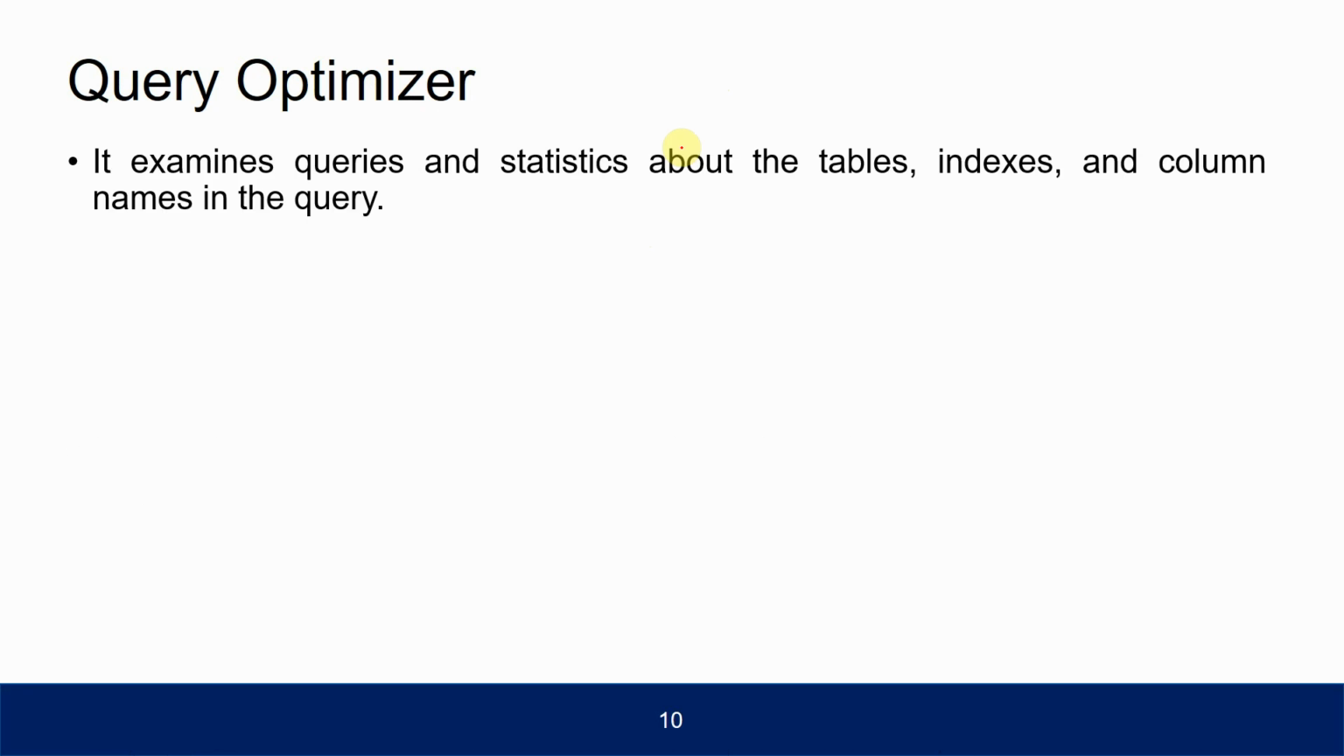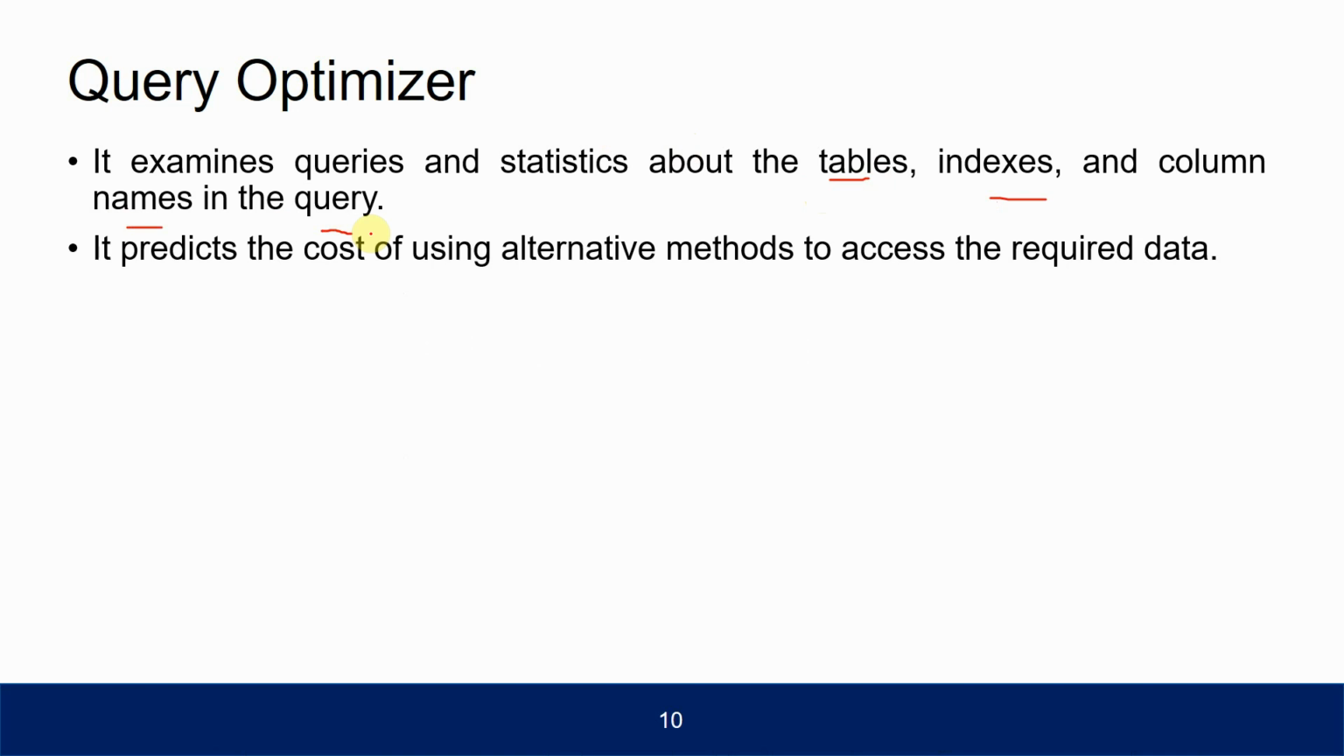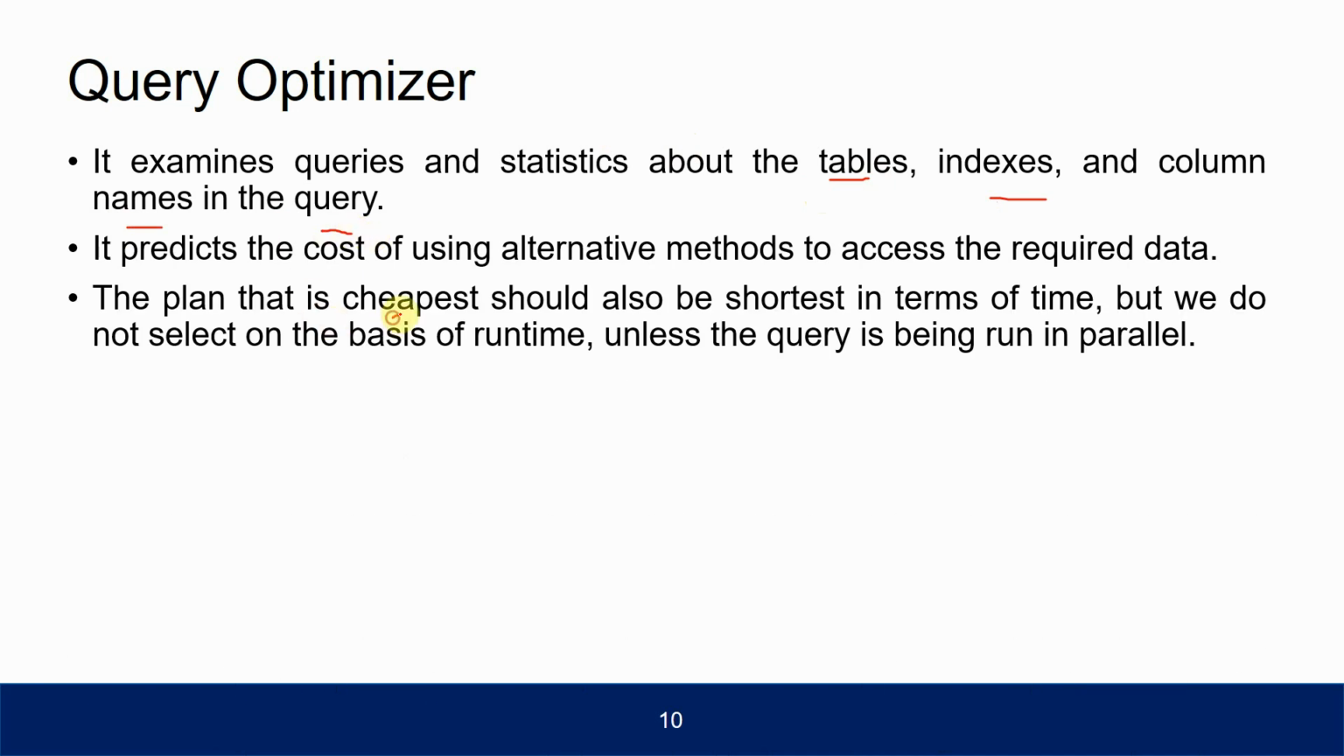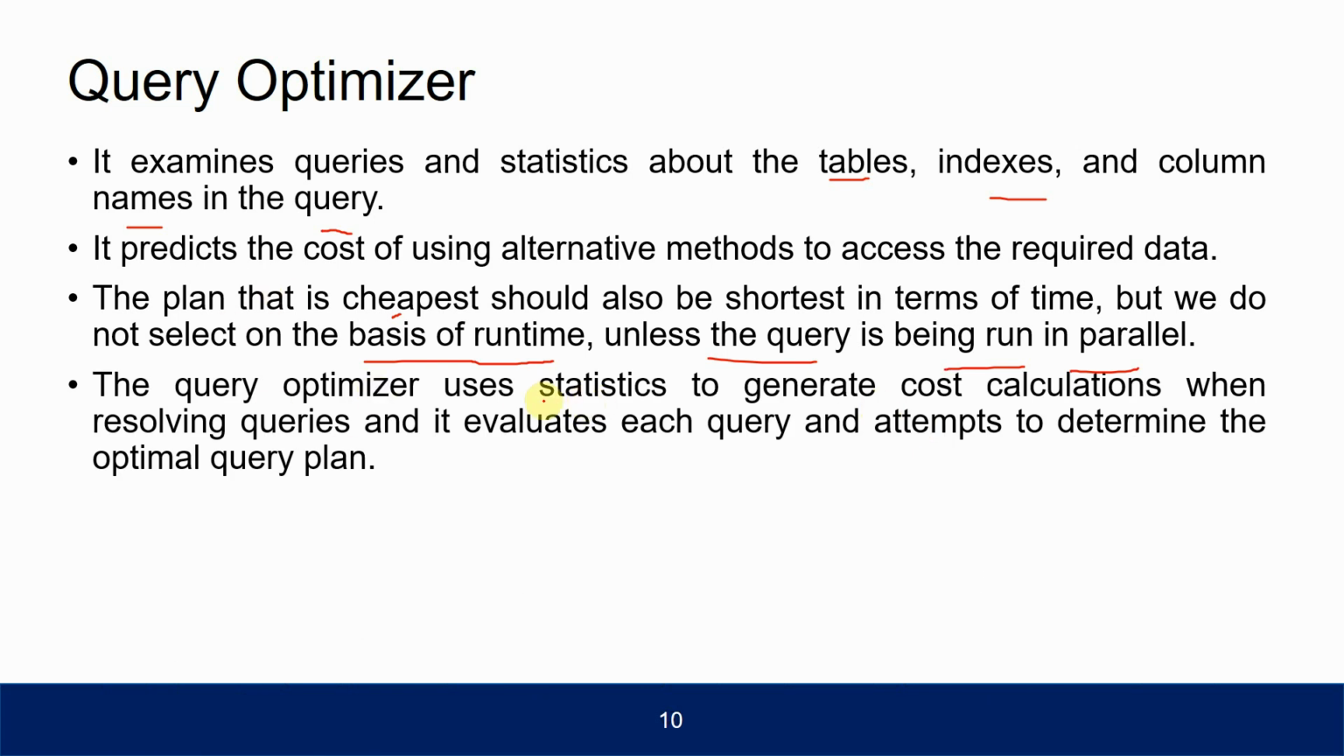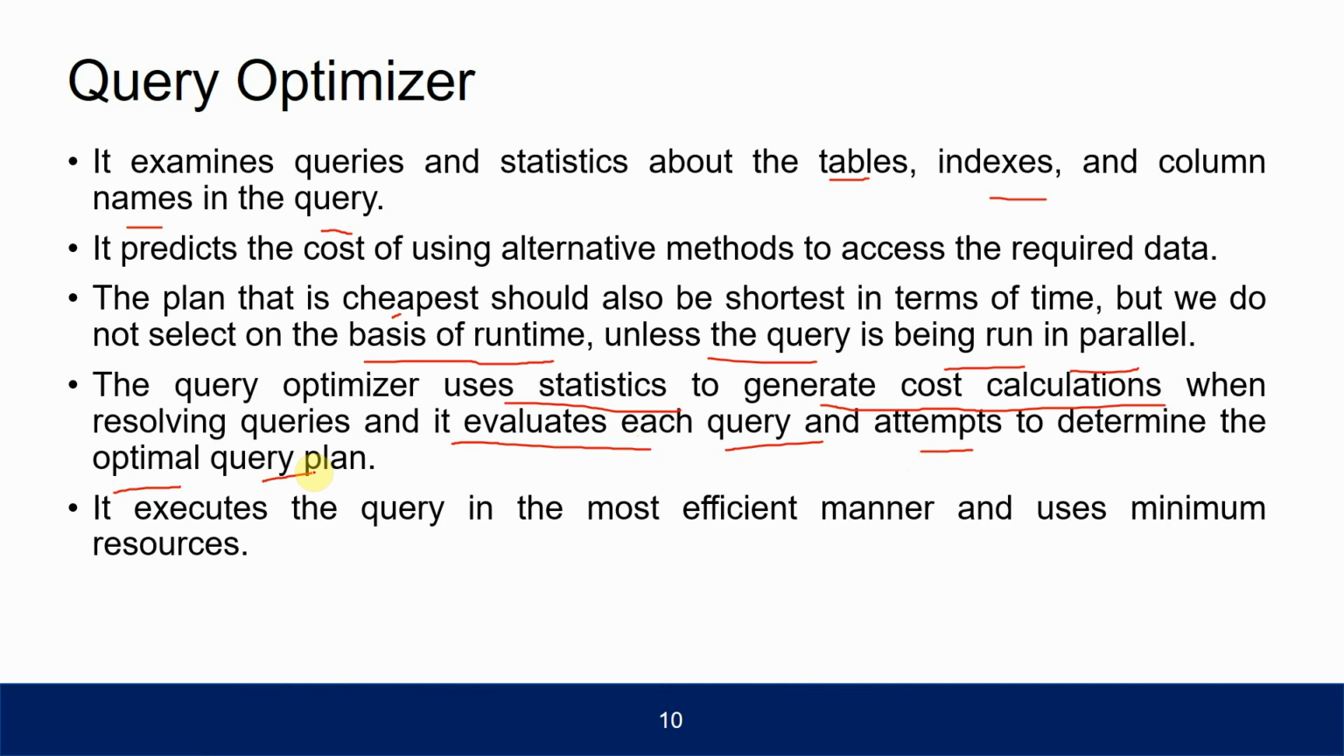Query optimizer. The optimizer examines queries and statistics about the tables, indexes, and column names in the query. It predicts the cost of using alternative methods to access the required data. The plan that is the cheapest should also be shortest in terms of time, but we do not select on the basis of runtime unless the query is being run in parallel. The query optimizer uses statistics to generate cost calculations when resolving queries, and it evaluates each query to determine the optimal query plan. It executes the query in the most efficient manner and uses minimum resources.